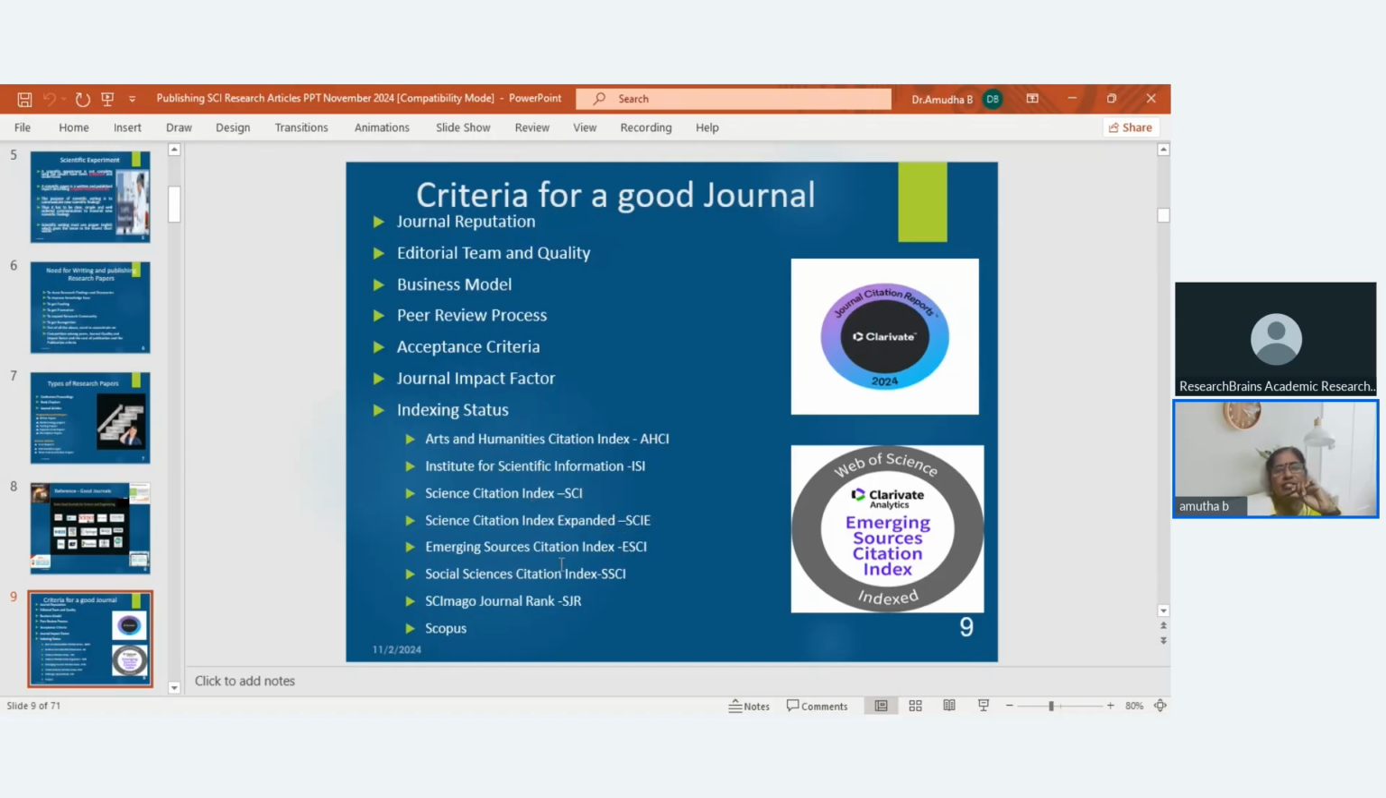And the Emerging Sources Citation Index, ESCI, and the Social Sciences Citation Index, SSCI, and SCImago Journal Rank are available there. You can Google it and find out. And then Scopus. We always see whether the paper is indexed in Scopus or not. All the Elsevier papers will definitely be indexed in Scopus.